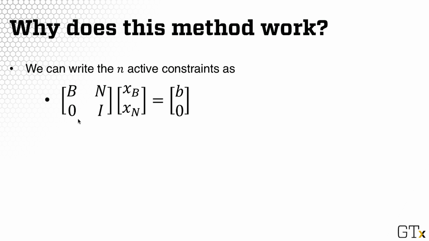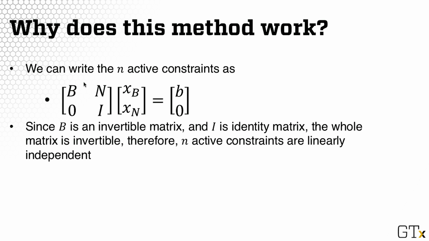One way to see that this is invertible is to view this matrix as a 2 by 2 matrix. B, N, I, 0 are all matrices, but we can view them as numbers. We have an invertible matrix B here and an identity matrix here. Is this matrix invertible? Yes, because the determinant of this matrix is really determined by B and I, and both are invertible, so the whole matrix is invertible. That means we have found n linearly independent active constraints.